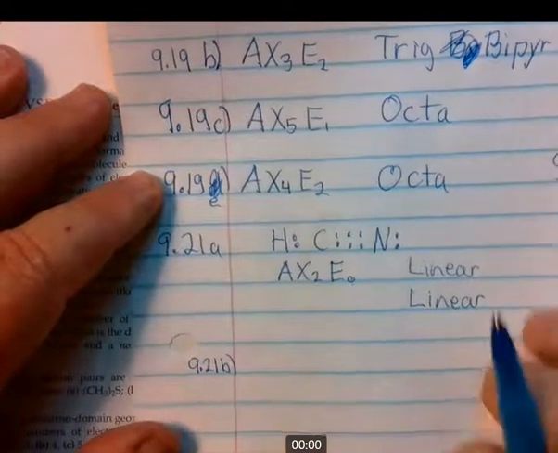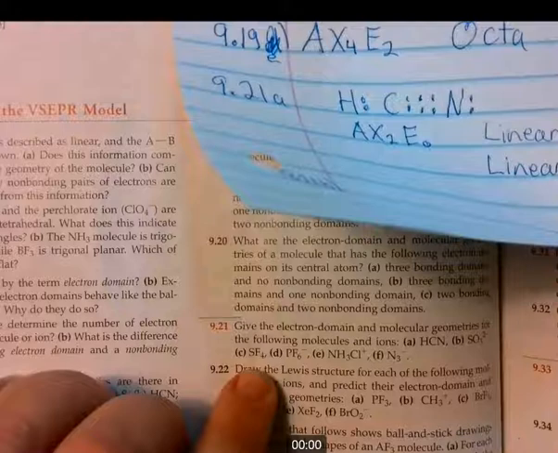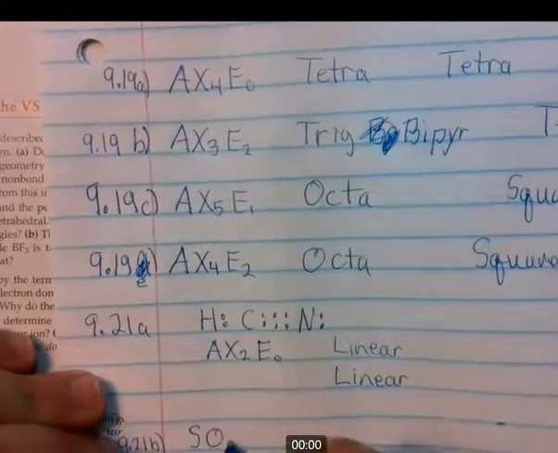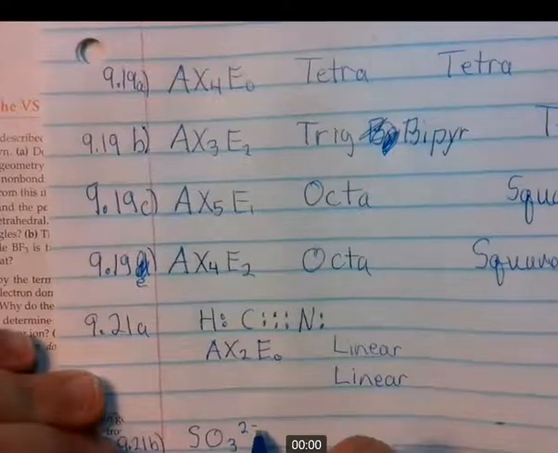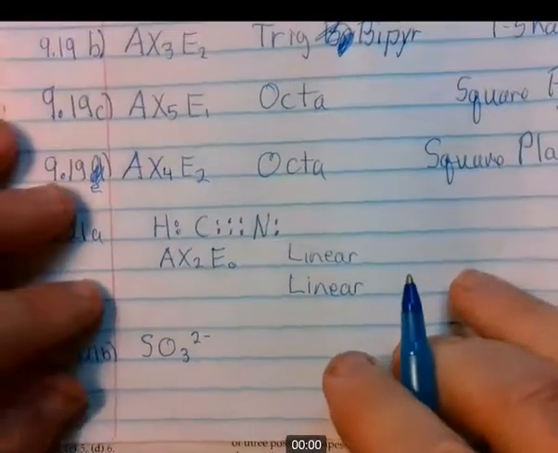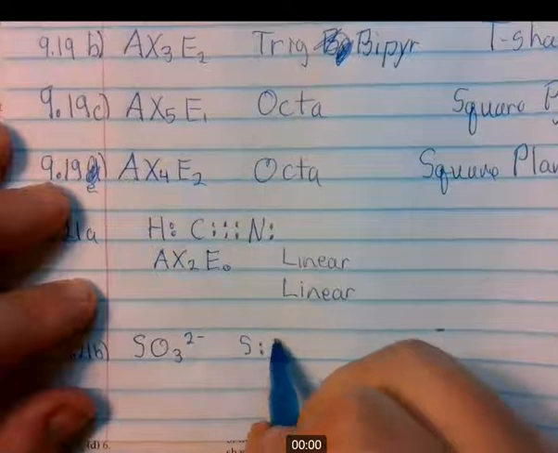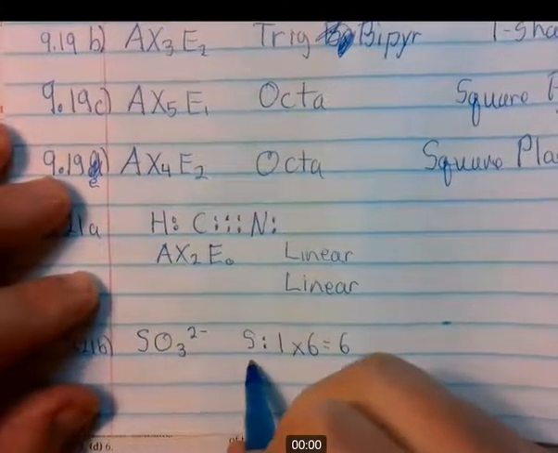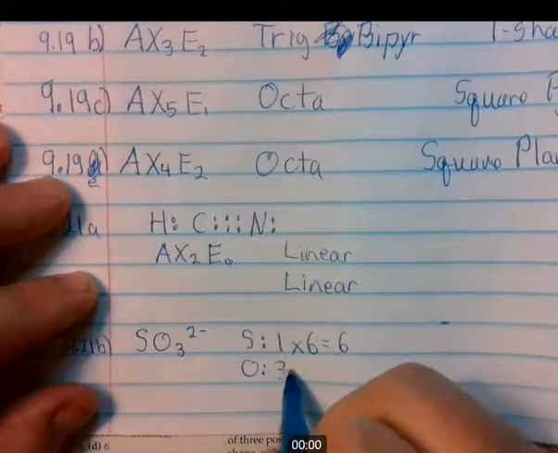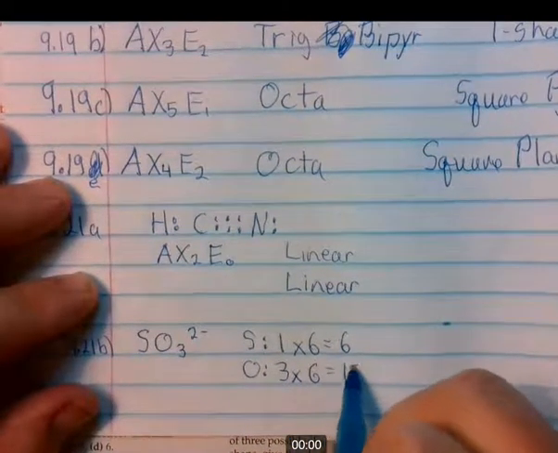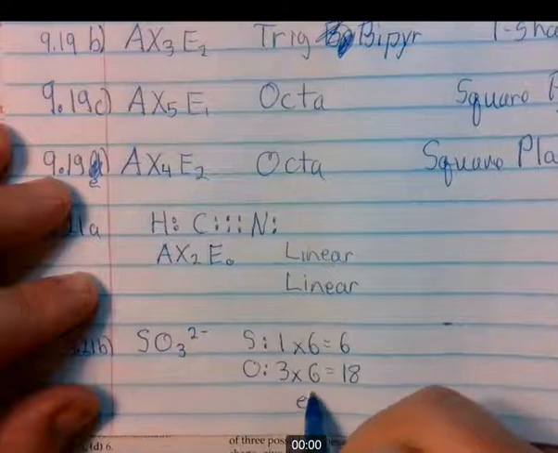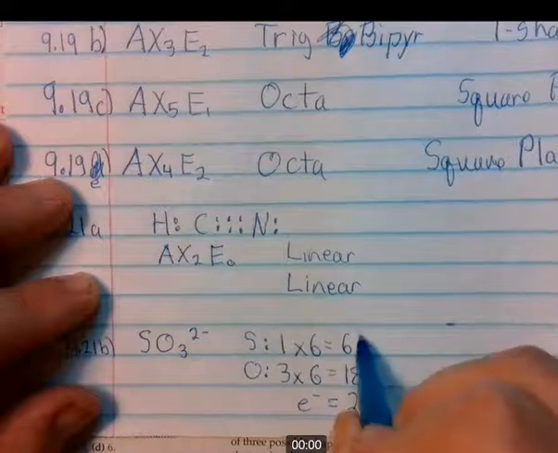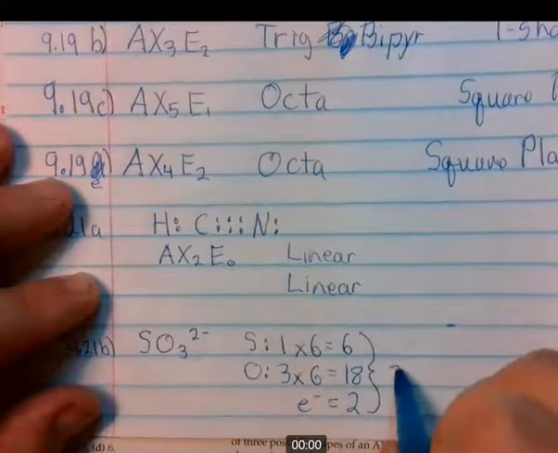921B, and that's going to be SO3 2 minus. I don't think we've dealt with that one before, so let's draw it out. SO3 2 minus. So how many electrons is that? Sulfur, there's one atom times 6 electrons. Oxygen, there's 3 atoms times 6 electrons. And then e minus by itself, there's a 2 minus charge, so that's simply going to be 2 more electrons. And if we add those up, we get 26.